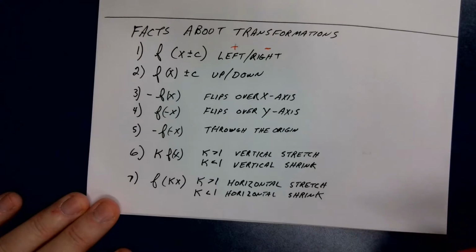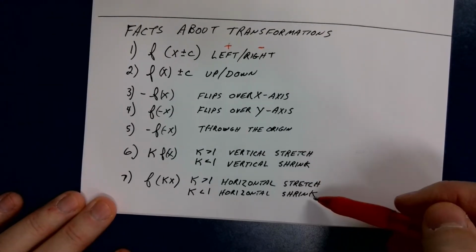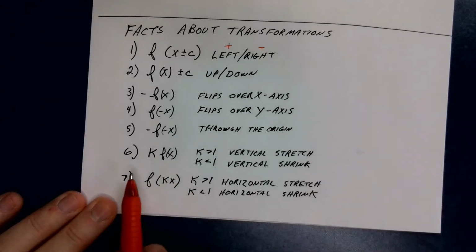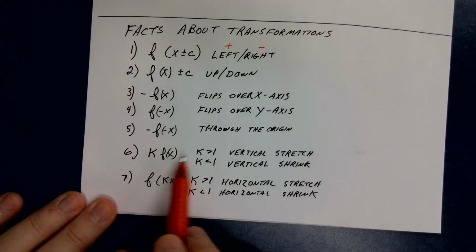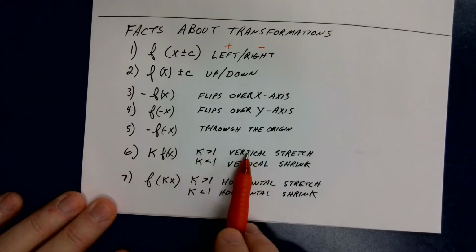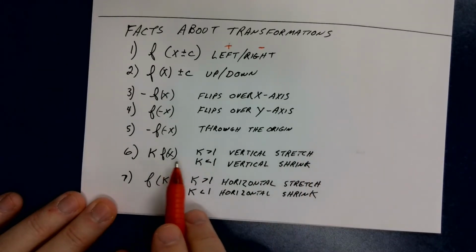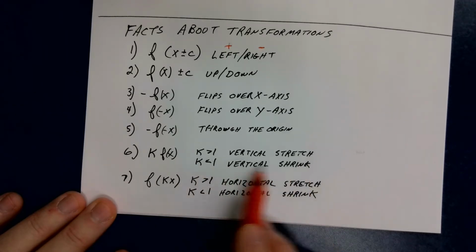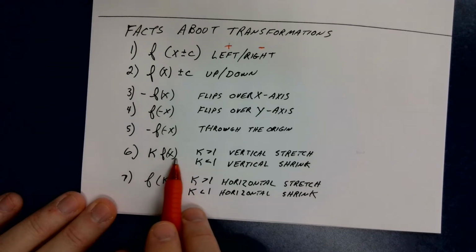Okay. I rarely use this verbiage in this class, but I know that the textbook talks about it. So just giving you a quick little example. If I multiply a constant to a function, and that k is greater than 1, that's going to be considered a vertical stretch. And if that k is less than 1, that's going to be considered a vertical shrink. So vertical changes happen when the constant is multiplying whatever that function was in its entirety.